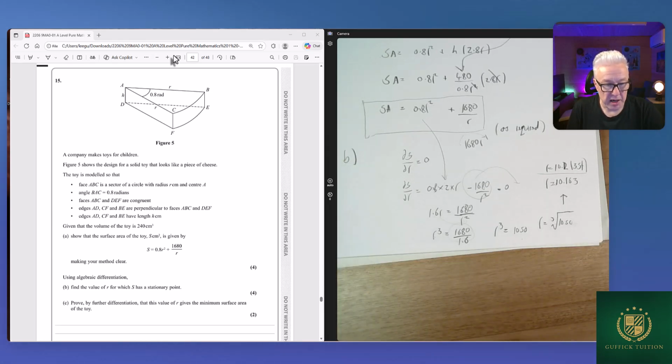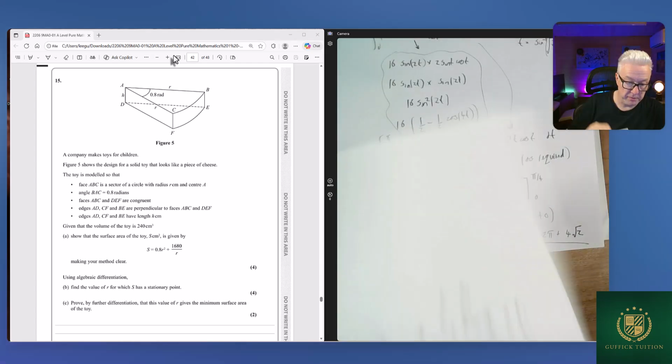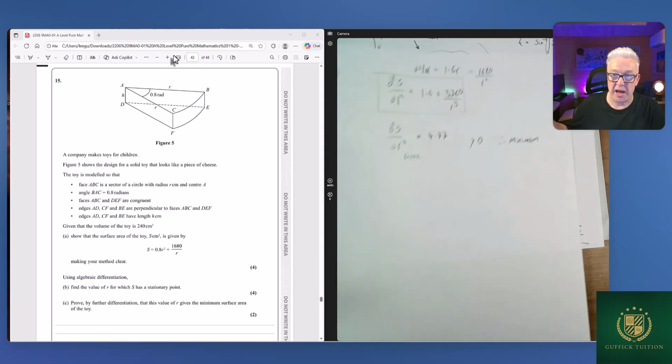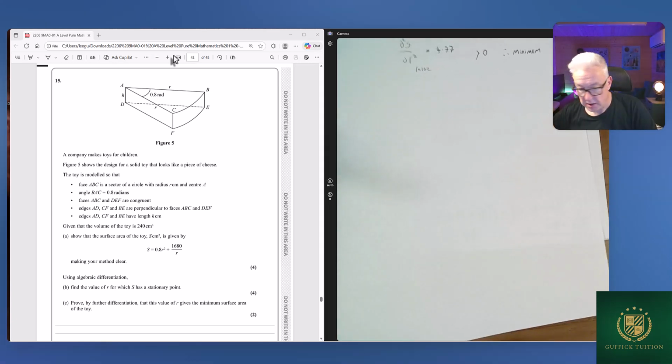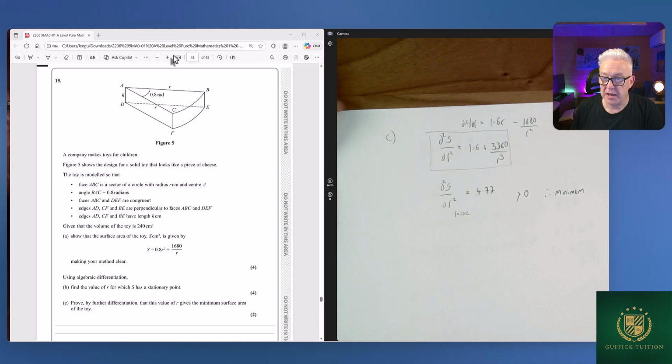And then finally it says, prove by further differentiation that this value of r gives the minimum surface area of the toy. So in order to prove a maximum or a minimum, we need to just differentiate a second time, okay? So we're going to find now d2S/dr squared.